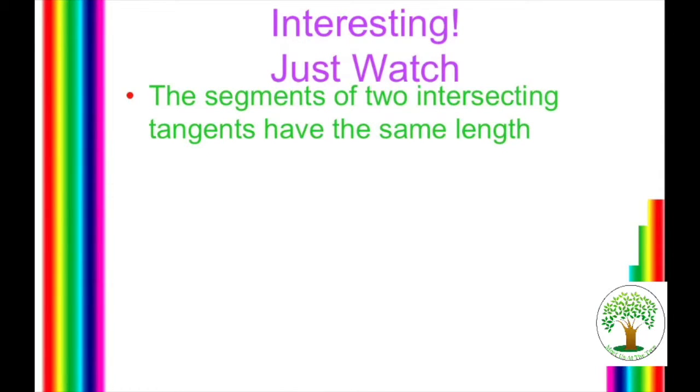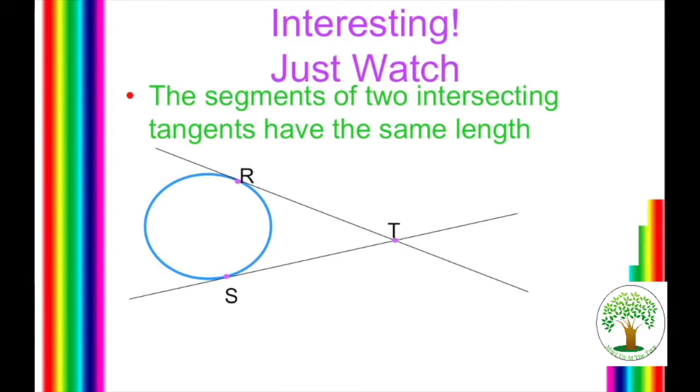Here's another interesting one. This time we're going to have segments. You don't have to write this down if you don't want to. The segments of 2 intersecting tangents have the same length. We just did that one already. So if I gave you this, and I told you that you have these equations, how can I set that up?